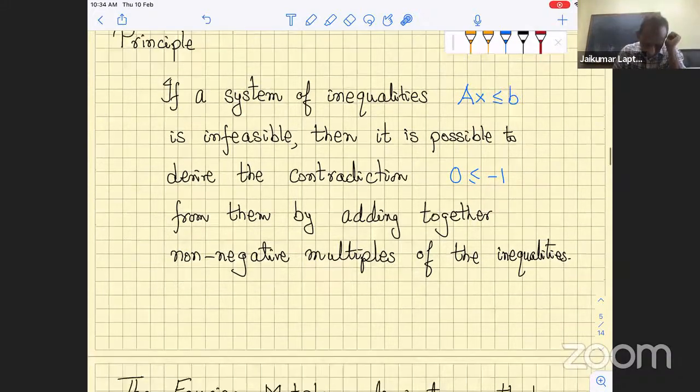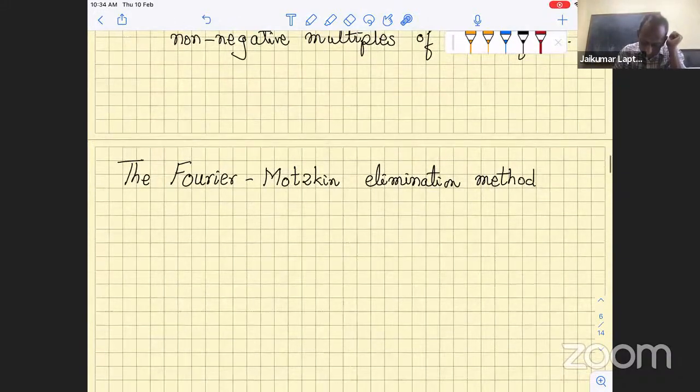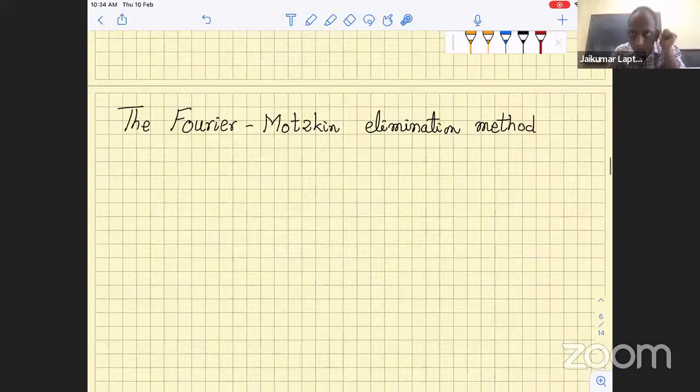So what I want to tell you is the Fourier-Motzkin elimination method, which is also another method to prove strong duality. It is very similar to Gaussian elimination that you have done in linear algebra.